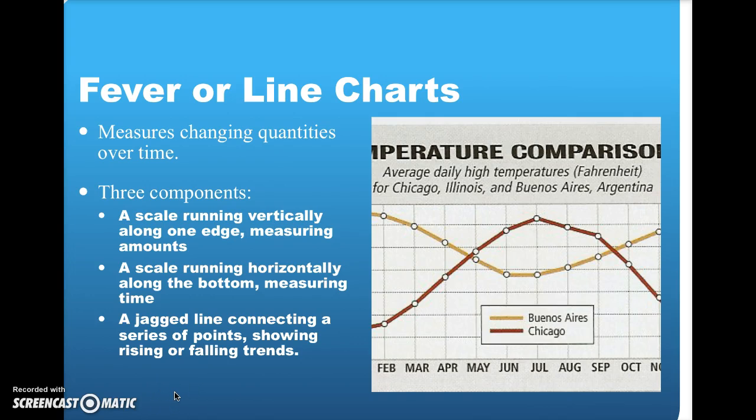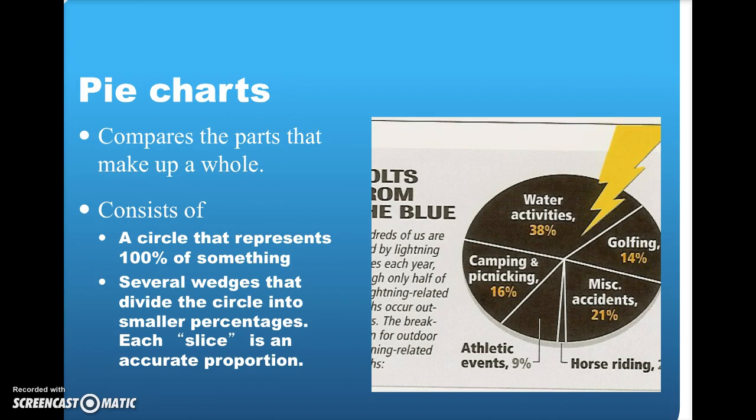A line chart. Here we can compare temperature of Buenos Aires to Chicago. A pie chart. And we want to make sure that when we do these pie charts, we don't have too many little categories. Okay, this is a good one. Obviously, water activities takes up the majority of these activities.